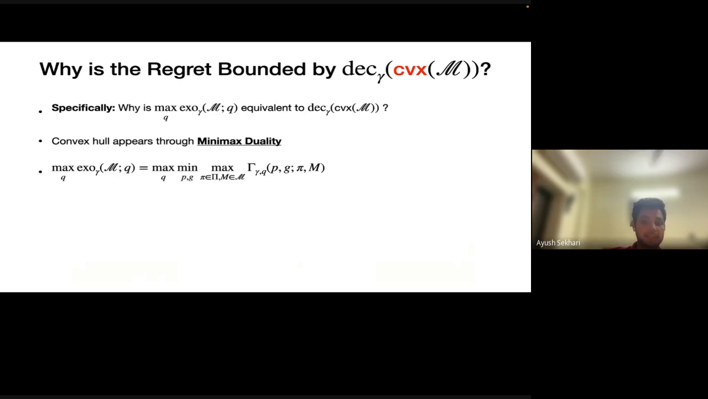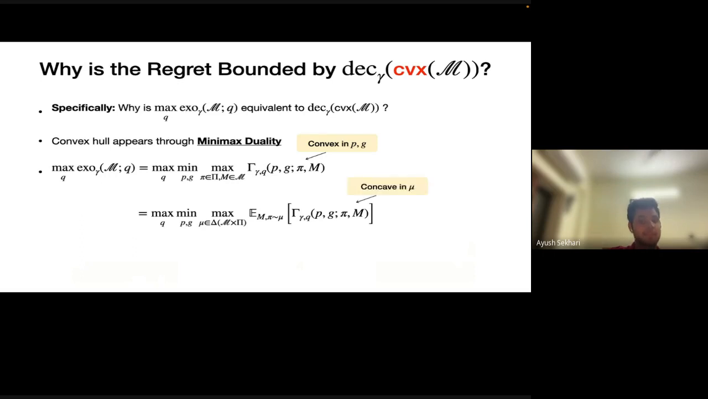It's this quantity, max over Q, min over P, G, max over pi, P, and so on, where gamma is the per step min-max objective used in the algorithm. Now, I'll not prove this here, but just believe me that this objective is actually convex in P and Q, but it's not concave in pi and M. So in order to do anything with this quantity, we need to convexify over pi and M space. And this gives a joint distribution over the model class and decision space, denoted by mu. And now this becomes a convex-concave objective, and you can do a swap.